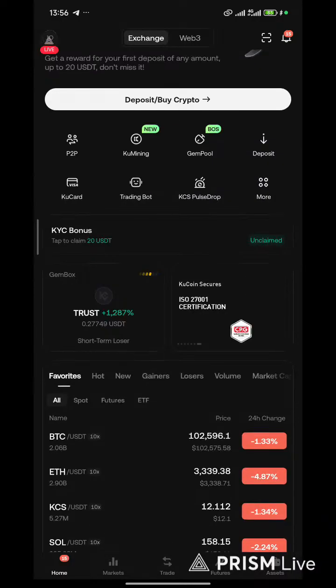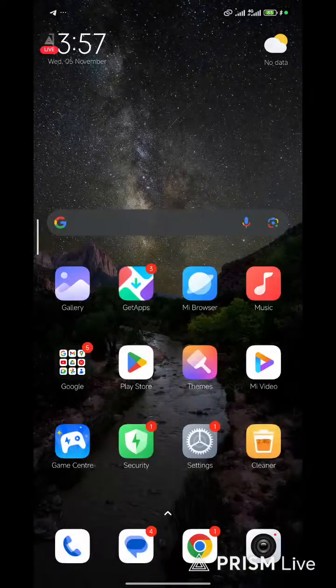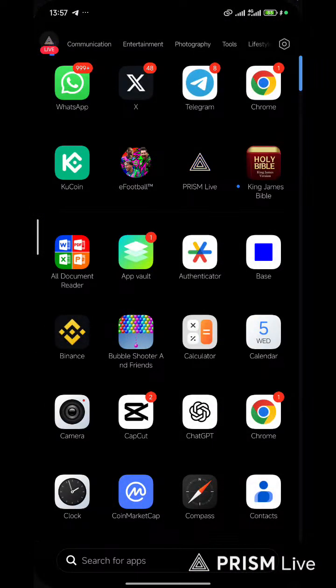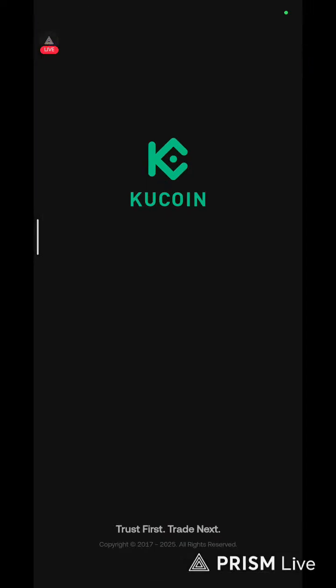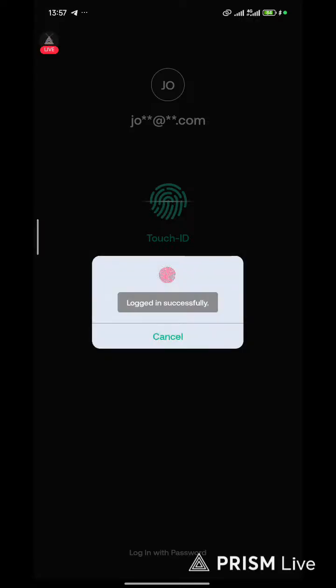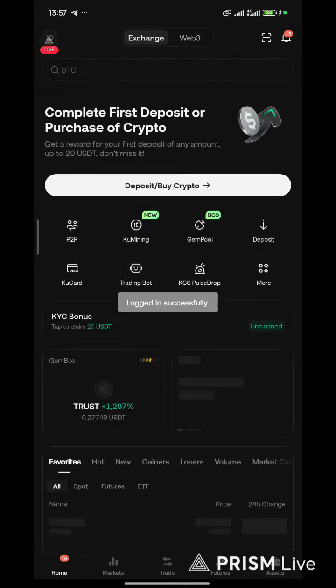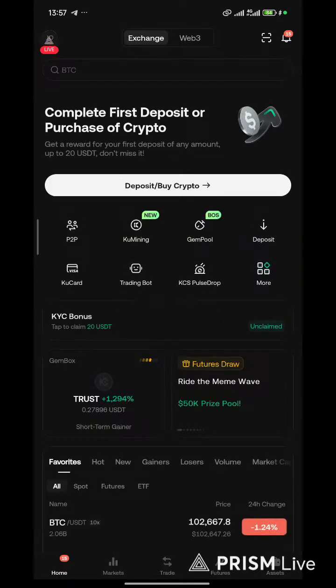So this is the KuCoin Exchange app. I've shown you before how it is. When you click on the first link I dropped, you download the app, and this is the link. For security reasons, I use fingerprint to log in, and I'm logged in successfully.